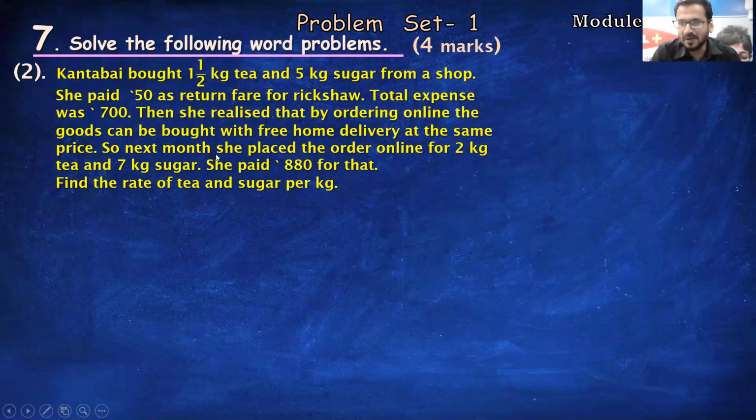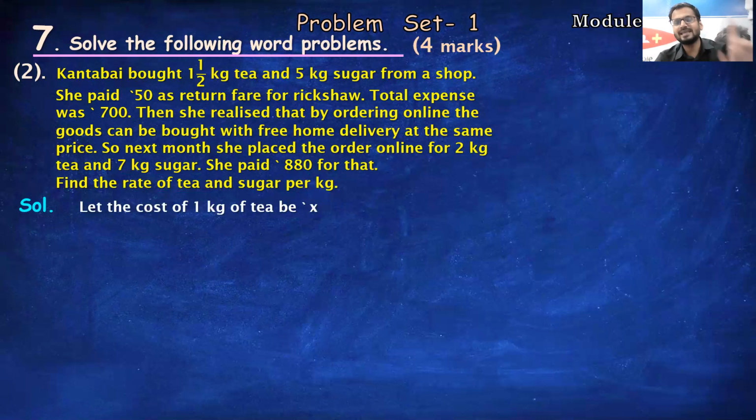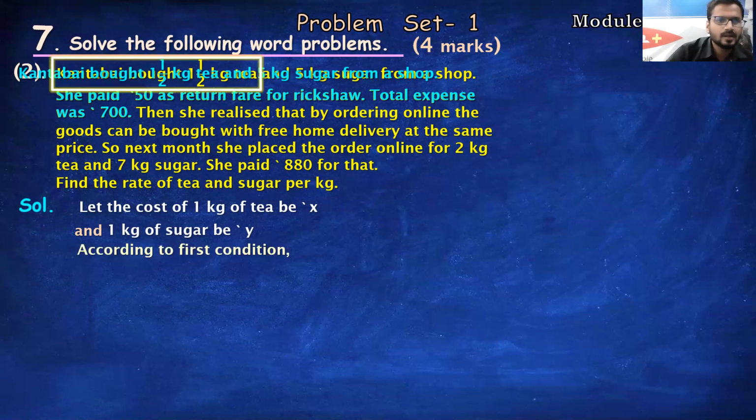Now, this question, when you read it for the first time, you may not understand. It's not an issue. Just read the find part carefully. What they have asked us: rate of tea and sugar per kg. They have asked us two quantities. Chapter is linear equations in two variables. So the assumption is quite easy now, right? So you'll say, let the cost of 1 kg of tea be x and let the cost of sugar be y.